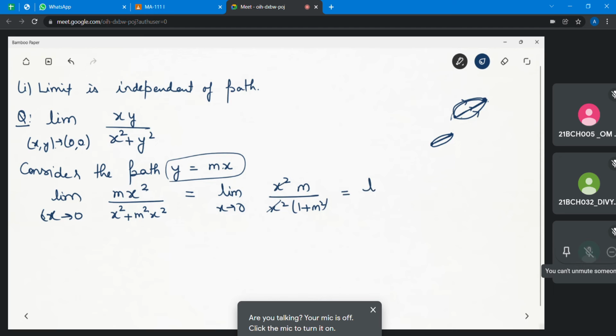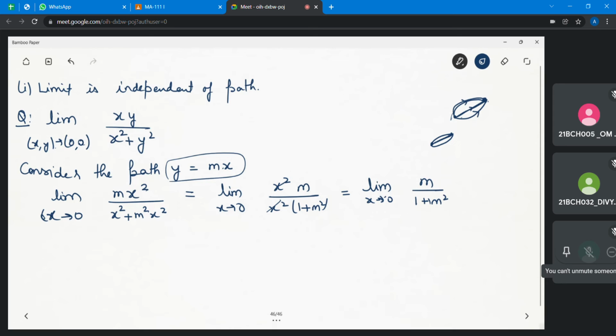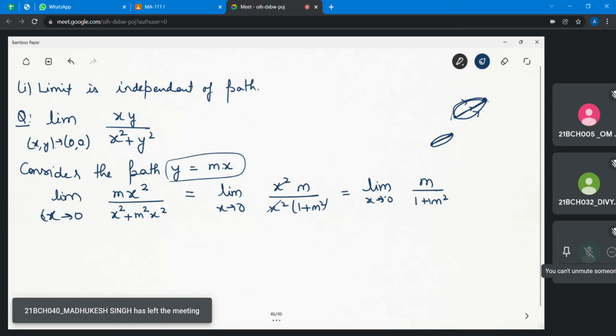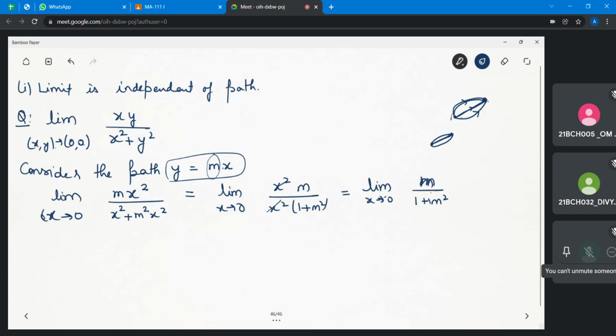So what we are getting is a function which is dependent upon the path only. Whatever limit we are choosing, it is dependent upon the value of m. अगर m की वैल्यू आप यहाँ पर different चूज करोगे, we will be getting different values. ठीक है, sorry, m upon 1 plus m square. So we will be getting different values. Thus we can say that the limit for this function does not exist.